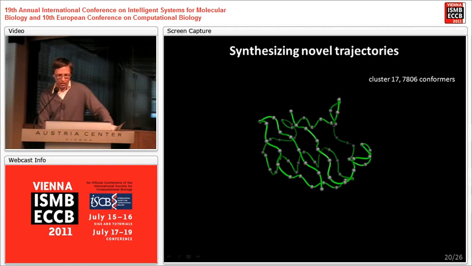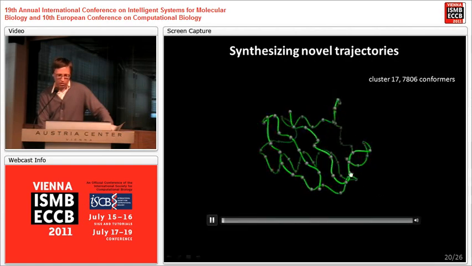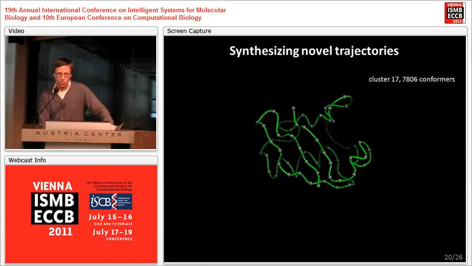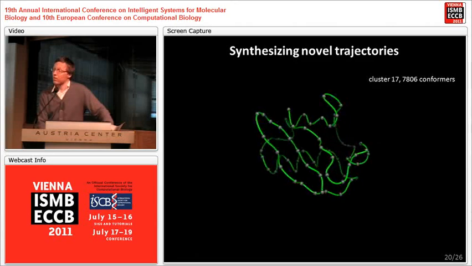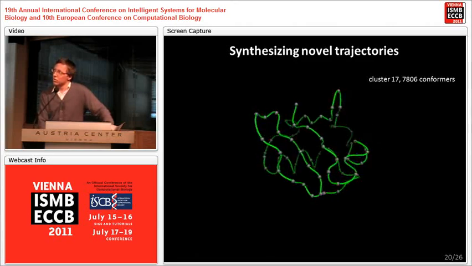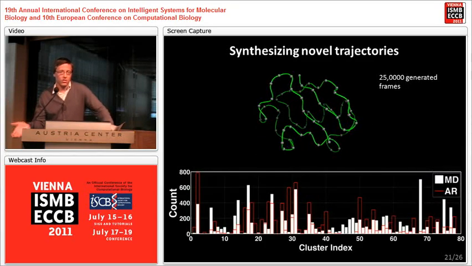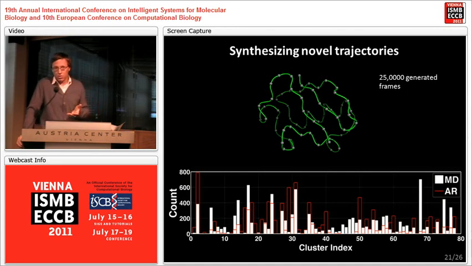So here's a look at one such generative model from cluster 17, which was generated from almost 8,000 conformers that were found in that cluster. Something to note about such a generated trajectory is that even though the MD itself took several months to generate the data, we can reproduce a lot of at least the superficial or basic characteristics of protein motions with these very simple models, which is, I think, quite interesting.